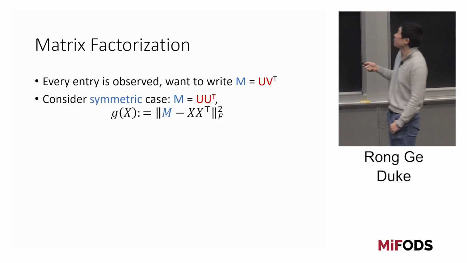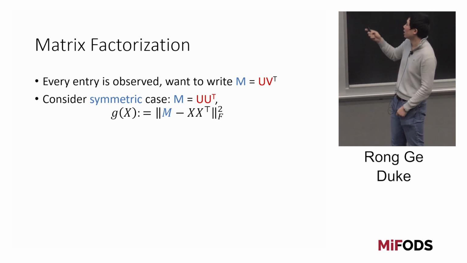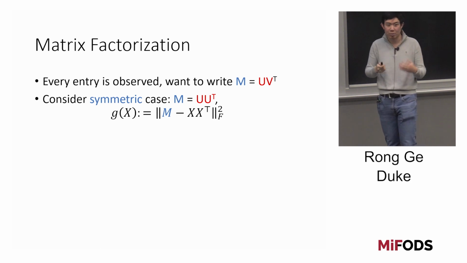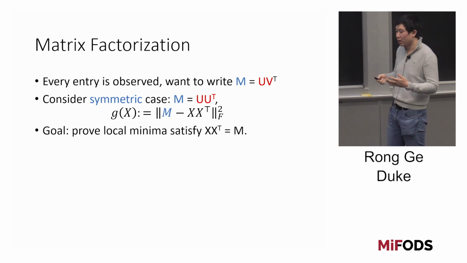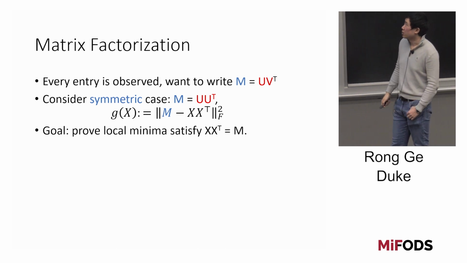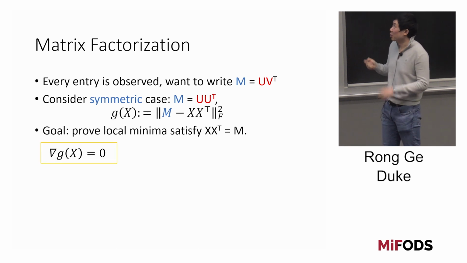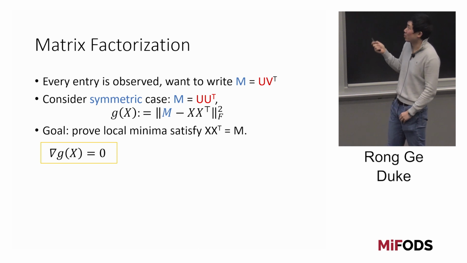Our objective function is going to be the Frobenius norm squared of M minus XX transpose. Here we can use the Frobenius norm squared because we observe all the entries of M, so we don't need to use the omega norm that I defined earlier. The goal is to prove that all local minima satisfy XX transpose equal to M. There's actually a fairly simple proof for this in the matrix factorization case. You will need to believe me in many of the steps, but roughly the proof goes this way.